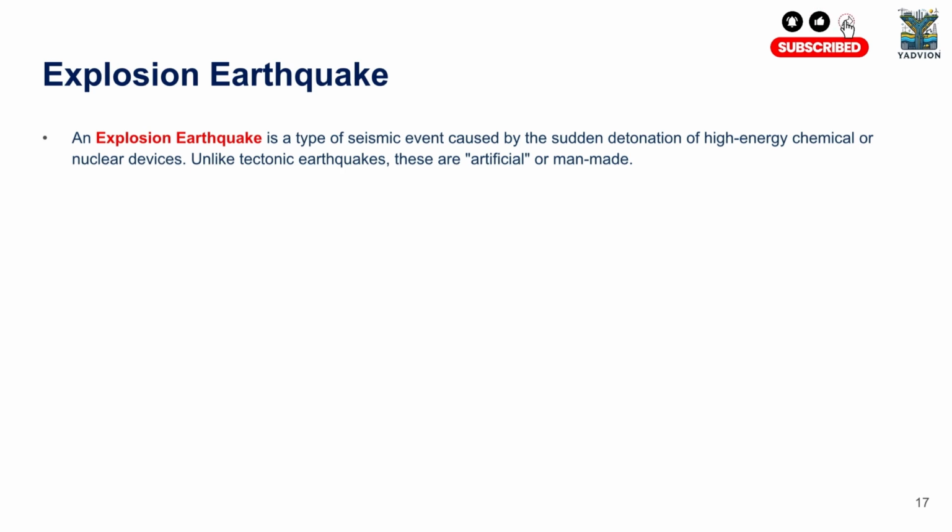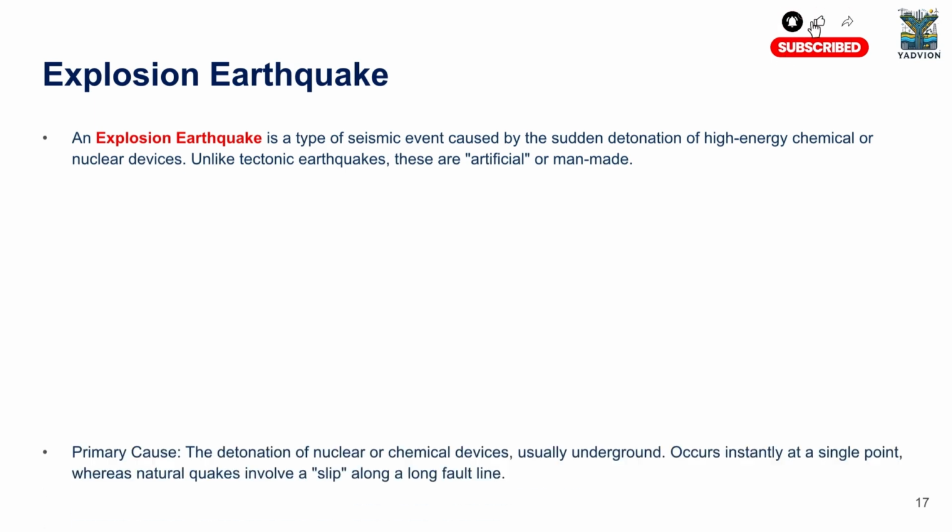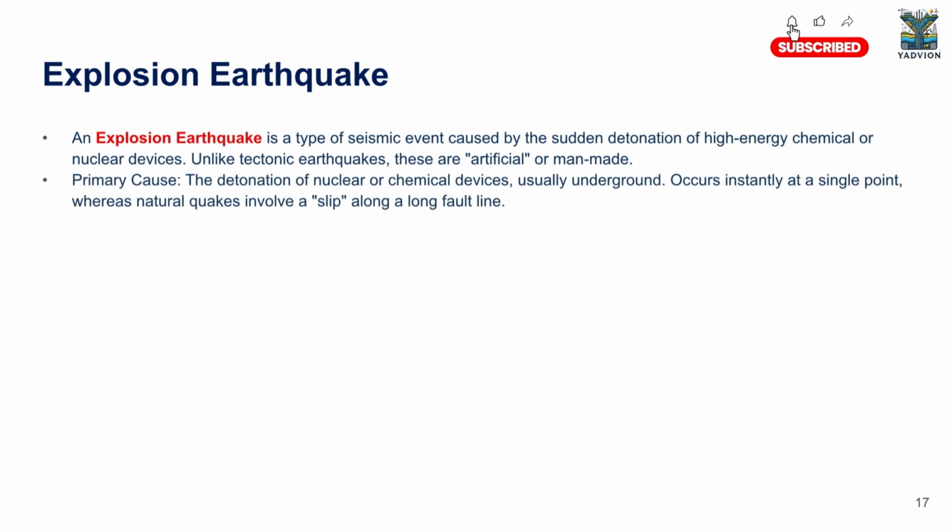Explosion earthquake. Explosion earthquake is a type of seismic event caused by the sudden detonation of a high energy chemical or nuclear device. Unlike tectonic earthquakes, these are artificial or man-made. Primary cause: detonation of nuclear or chemical devices.